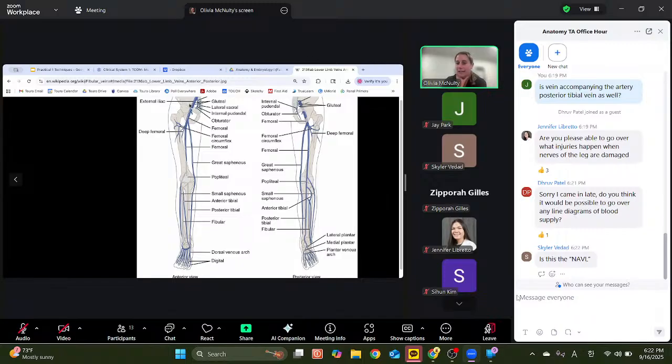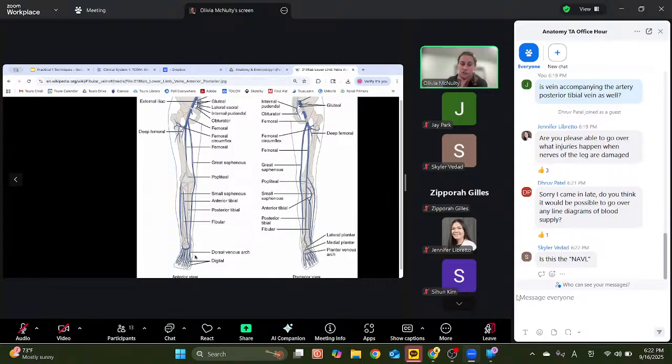And so you have the femoral vein, and that's going to go through the adductor hiatus as well to come out and become the popliteal vein. And that's one of the big relationships. And then you have the great saphenous vein. And so that's running on the medial side and it's formed from the dorsal venous arch.